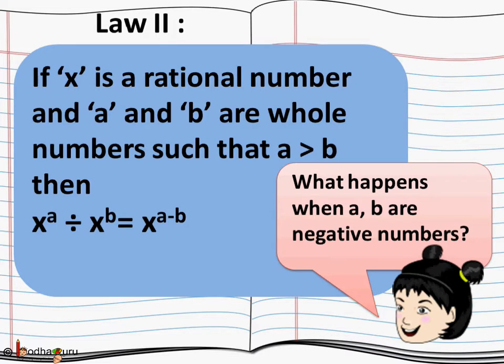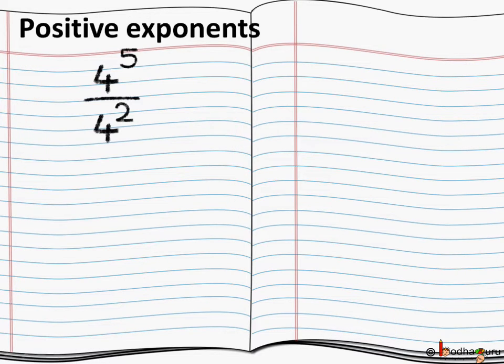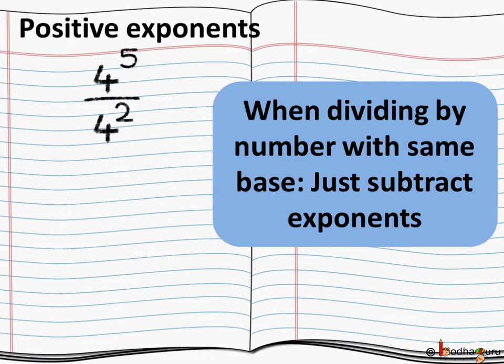So let us see. In case of positive exponents, we already know, here we are given a problem: 4 to the power 5 divided by 4 to the power 2. When dividing numbers with the same base, we just subtract the exponents. So this gets reduced to 4 to the power 5 minus 2, and 5 minus 2 is 3. So this becomes 4 to the power 3.